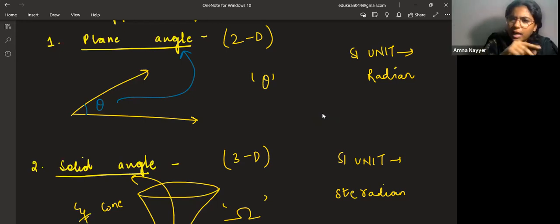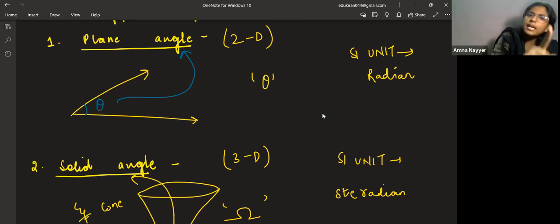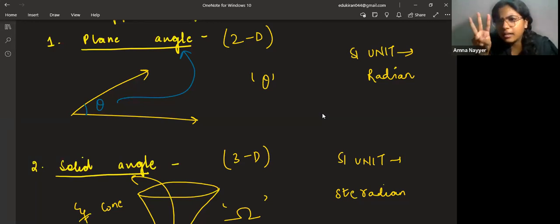So a 2-dimensional angle, when we simply intersect 2 lines and draw, is 2D. And when the angle is actually 3D, having all the 3 dimensions, length, breadth, height, that is solid angle. And the SI unit of plane angle is radian. The SI unit of solid angle, just add these 3 letters, STE, steradian.